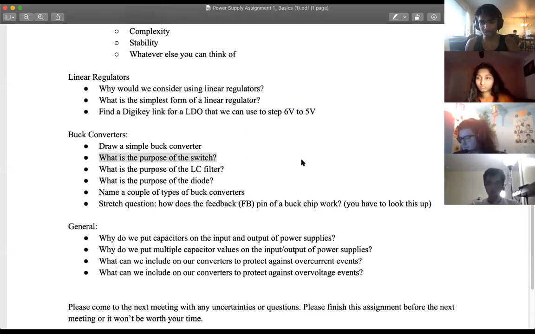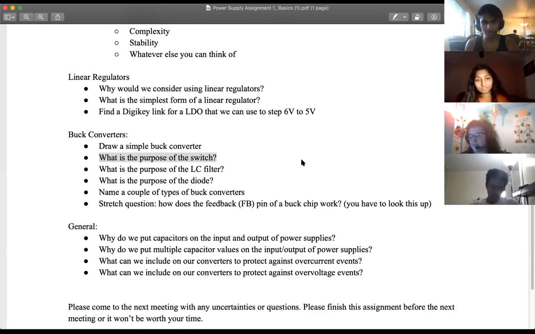What is the equation for input voltage, output voltage, and duty cycle? I believe duty cycle is a percent, so it would be output over input times 100, or divided by 100, one of those two. Yeah, the duty cycle can be a fraction, decimal, or percent. It's all the same. Cool. All right.